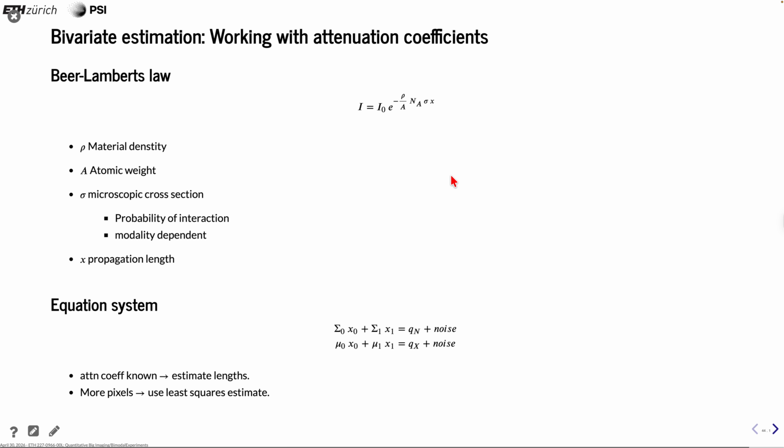So there is also another way we can work with the attenuation coefficient and working from the model of Beer-Lambert's law. This is a harder way because you can only have very few equations, and often it's not really easy to build up this equation system in a realistic way.